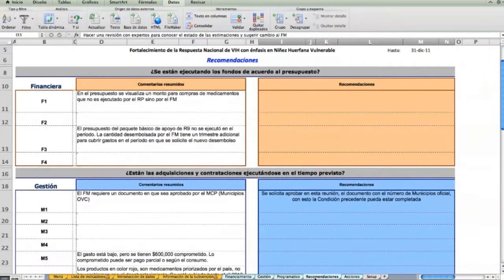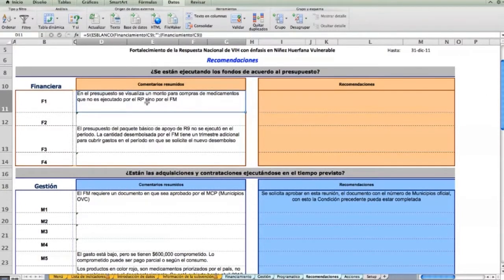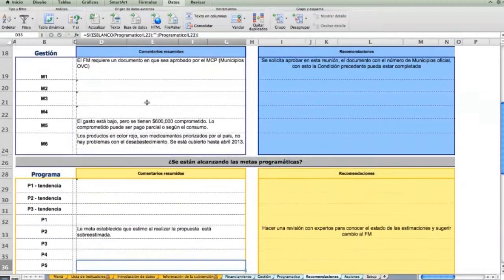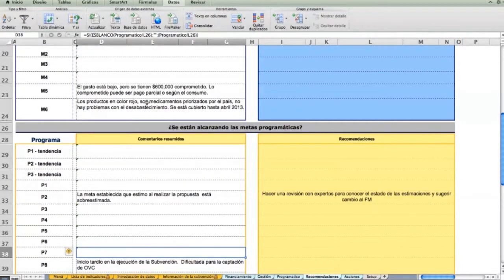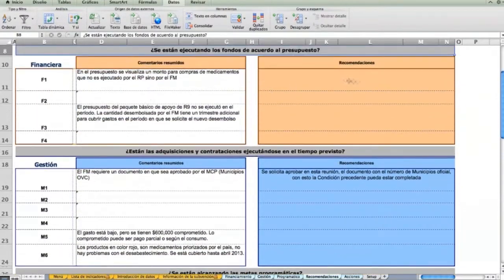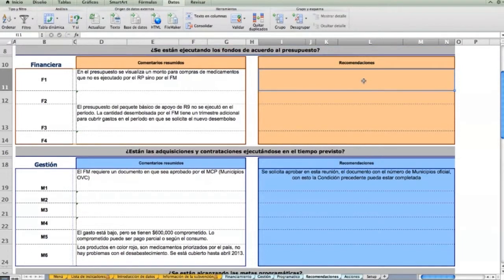Finally, this will take us to an additional page, which is the recommendations page. As you may remember, all of the comments made in the financial, management, and programmatic sections automatically appear in the left column of the page. From these comments, the Oversight Committee writes which are the most important recommendations that should be proposed to the country coordinating mechanism so that they can make decisions and take action.